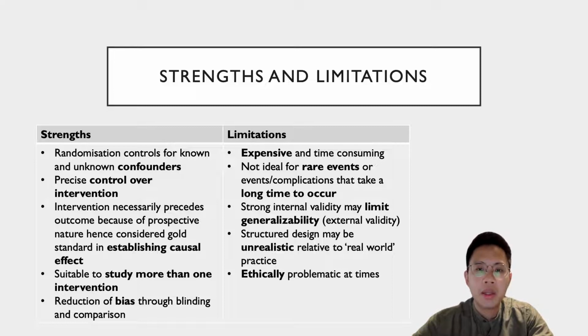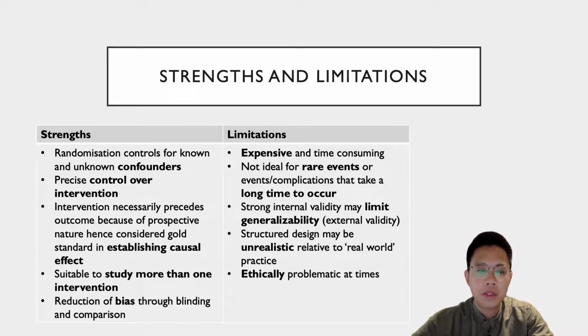There is also ability for precise control over the intervention. So let's say when we are giving a certain medication, we can control the dose, we can control how frequently patients take it, and oftentimes patients are also monitored very closely in this process. There is also certainty that the intervention will actually precede the outcome. And this is something that is important in establishing causal effects. RCTs also allow for the study of more than one intervention. So multiple interventions can be examined at the same time.